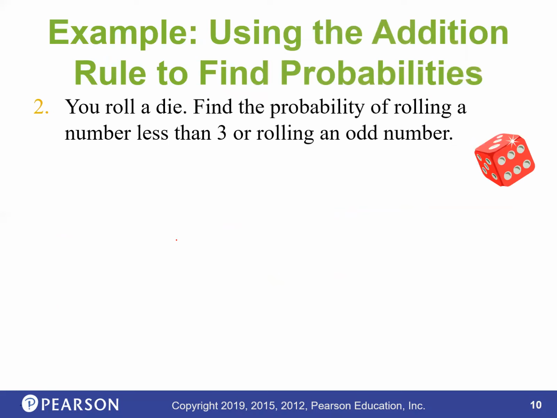Now the fun part. You roll a die. Find the probability of rolling a number less than 3 or rolling an odd number. We just have this as a number. Go back to 2.